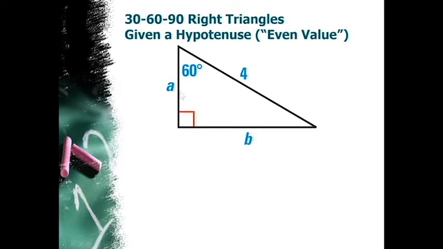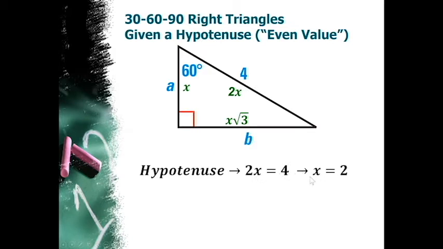To start off, the first thing I would do is write in our rule. We know that our short leg is a value of x, our hypotenuse has a value of 2x, and our long leg has a value of x root 3. Now we're going to start off with our hypotenuse, since that's the one we're given a value of. We set our value equal to our rule, so 2x equals 4, and our goal is to find out what x is. So our x value in this problem is going to be 2.